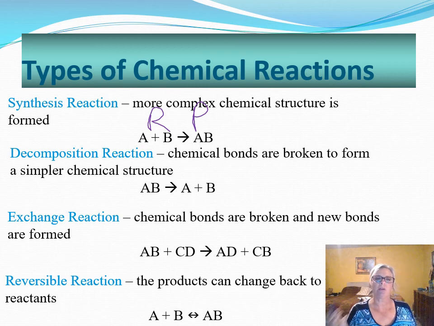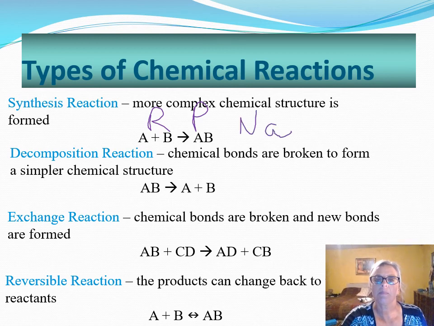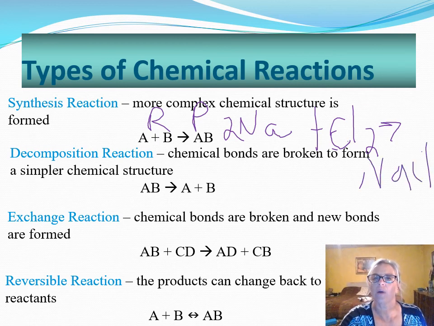And so you can see here, looking at this picture, we have A that's by itself and B by itself, and they come together and form AB. They form a compound. This could be something like sodium and chlorine coming together to make sodium chloride. Okay, so that's 2 coming together to make 1. That is a synthesis reaction. Synthesize means to make something.